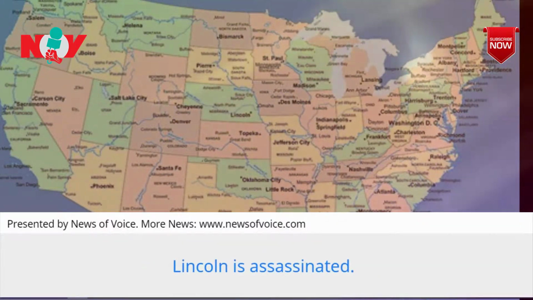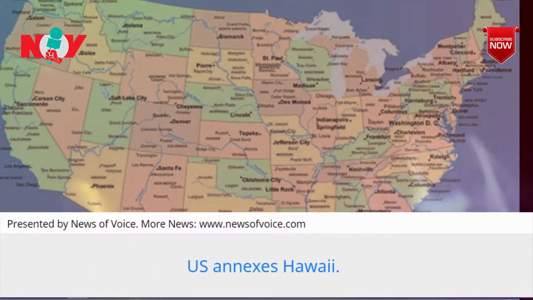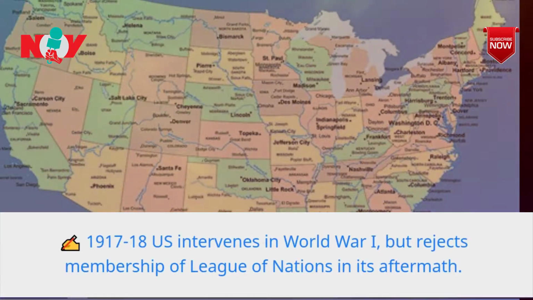Lincoln is assassinated. 1898: U.S. gains Puerto Rico, Guam, the Philippines and Cuba following the Spanish-American War. U.S. annexes Hawaii. World War I and the Great Depression. 1917–18: U.S. intervenes in World War I, but rejects membership of League of Nations in its aftermath.